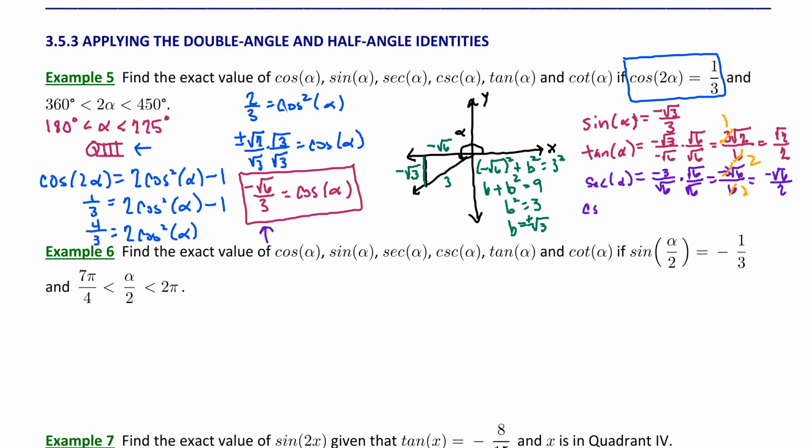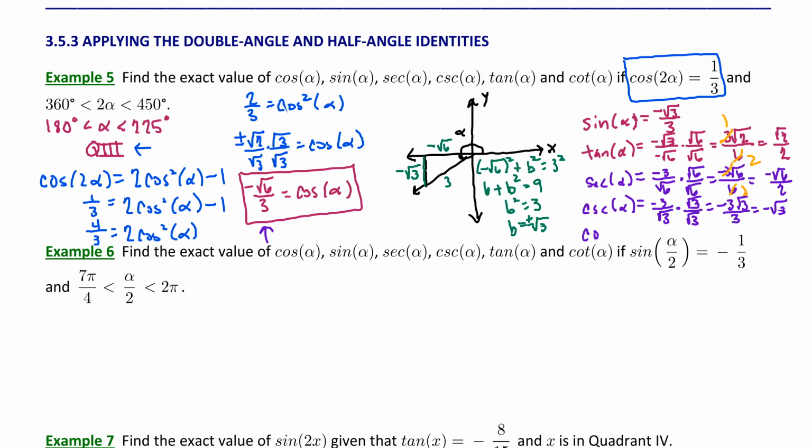Cosecant, recall, is the reciprocal of sine. So we're going to flip the ratio we found for sine over and rationalize that denominator. We end up with -3 square root of 3 over 3, or how about just negative square root of 3.